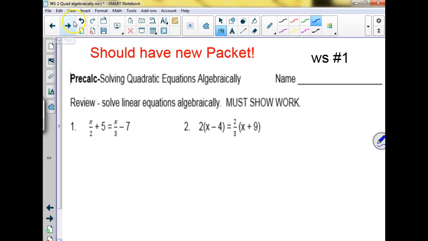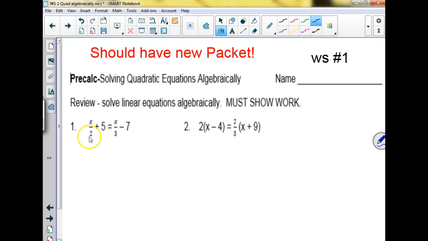All right, so everybody had the new packet on their desk, right? The first are just a couple quick review equations. Some of you are still struggling with the idea of using the least common denominator. Just do it, okay? Find the least common denominator, multiply through by it, then use your calculator and answer in exact form.